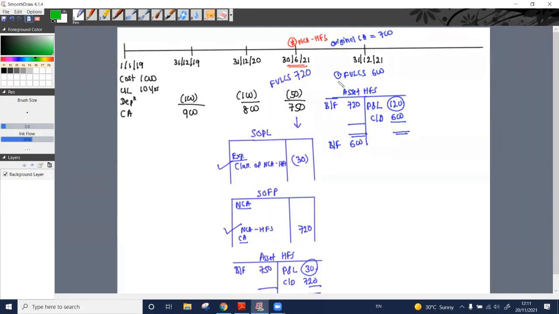Then assume the second scenario. Now, the fair value less cost to sell is, let's say, 800. Then how should it be?